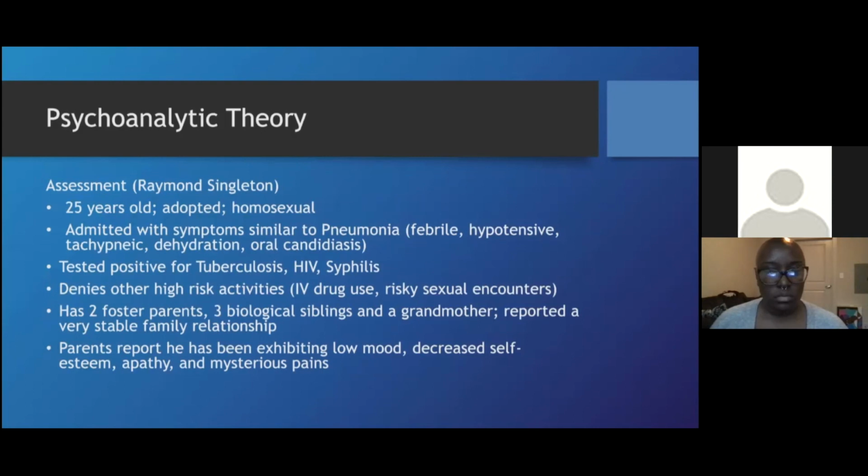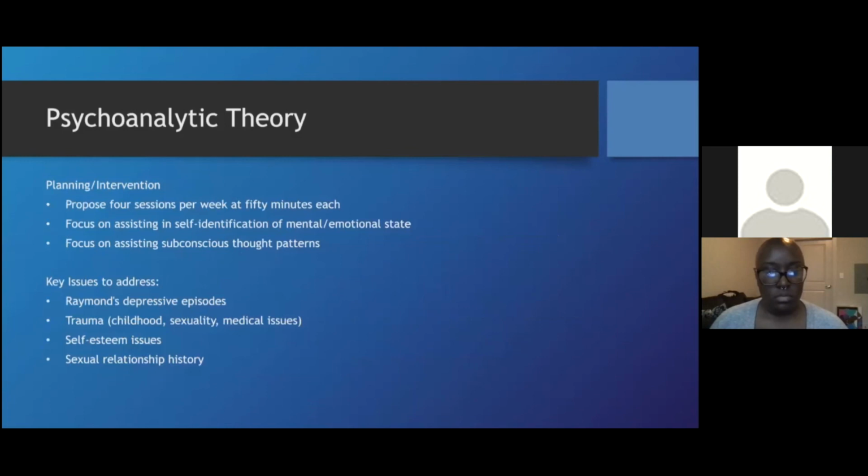He has 2 foster parents, 3 biological siblings, and a biological grandmother. He reported a very stable family relationship, and the parents report he's been exhibiting a low mood, decreased self-esteem, apathy, and mysterious pains lately. For the planning and intervention, the sessions would be proposed at 4 sessions a week at 50 minutes each. Generally, psychotherapy is 3 to 5 sessions a week, so that would be right in the middle.